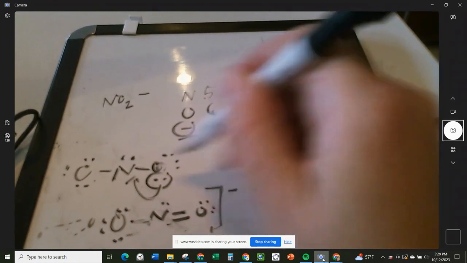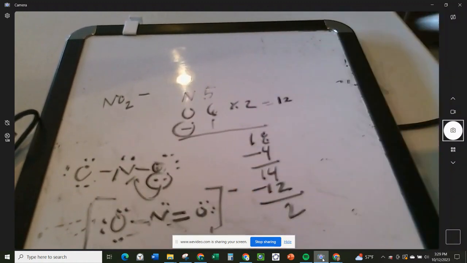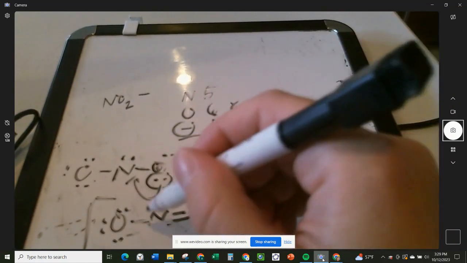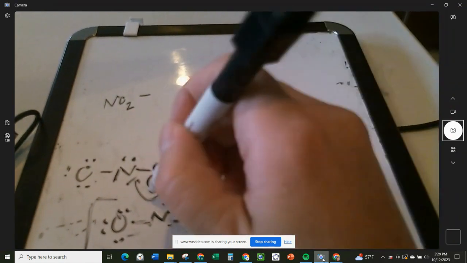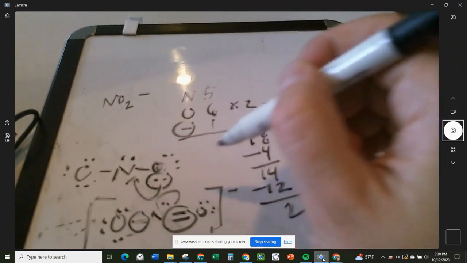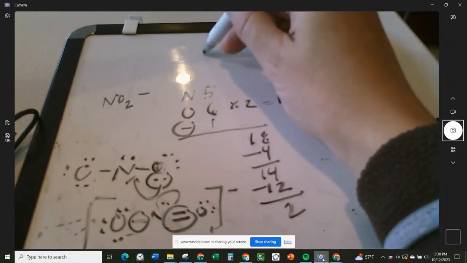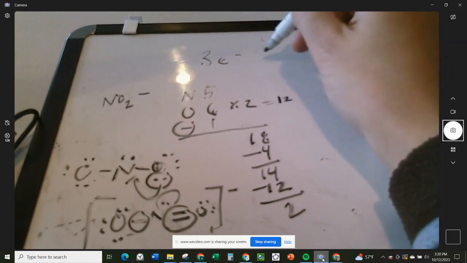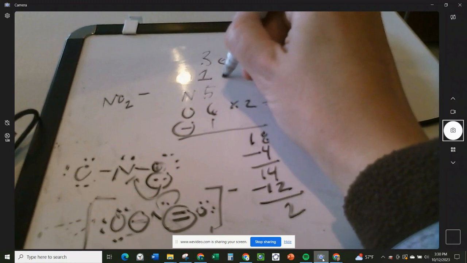This is an ion, so technically we would need to draw the brackets around it to show that it's a negative ion, an anion. And then we need to look at the electron groups around the central atom. So this nitrogen, how many electron dense areas does it have? So it has a lone pair, it has this bond, and it has this bond. So that's 3 electron groups. Let's write that maybe up here. 3 electron groups around nitrogen. And we have 1 lone pair.